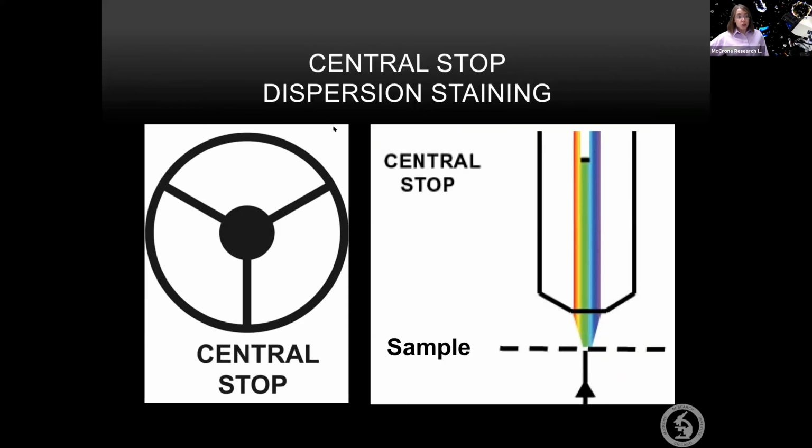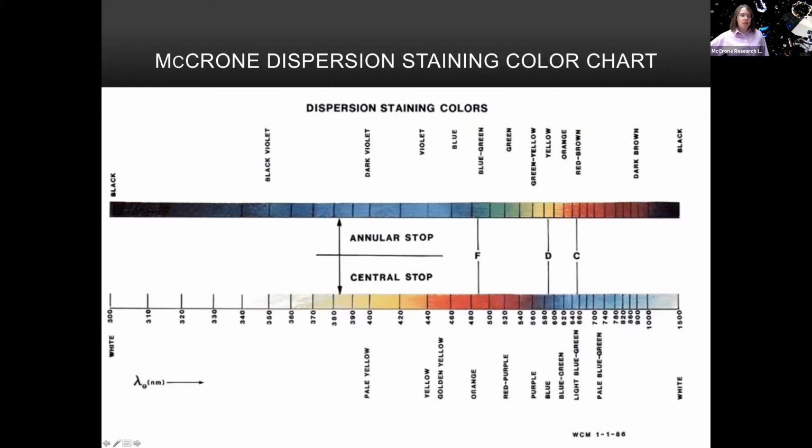When you're doing dispersion staining, there are dispersion staining charts that have been created that are certainly very helpful to keep at your side. So this is the McCrone dispersion staining color chart. This also is available for download from our website. If we look at this chart, there are two bars of color, one for annular stop and one for central stop. Of course, today we're really going to be focusing on central stop.